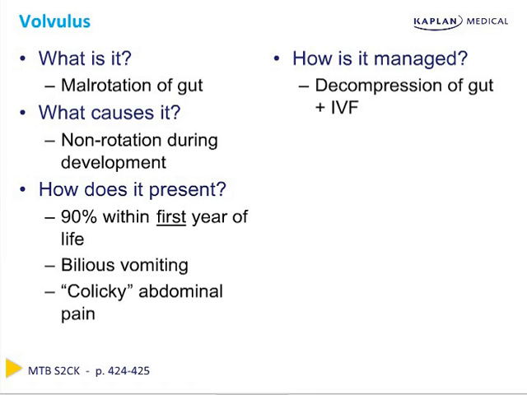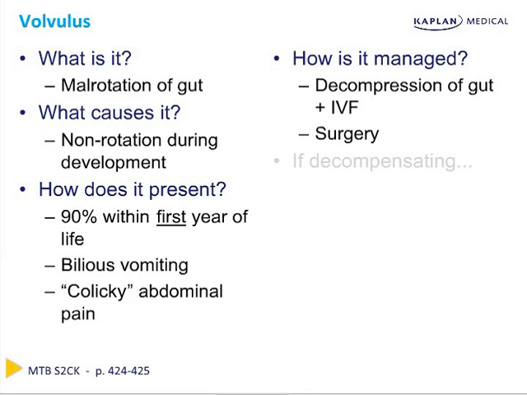So you have to decompress the gut, and you have to give IV fluids, which is similar to other causes of bilious vomiting. Because if they've got obstruction, you want to decompress it to relieve their symptoms and decrease the chance of perforation. And because they have so much vomiting, you need to correct any fluid abnormalities. Recall the possibility of a contraction alkalosis. It can lead to electrolyte problems within the system. You give IV fluids to correct this problem. And then once you've got them stable, you go straight to surgery.